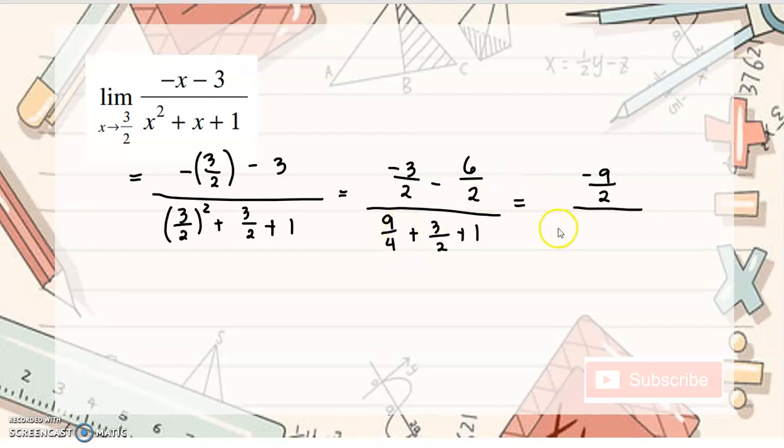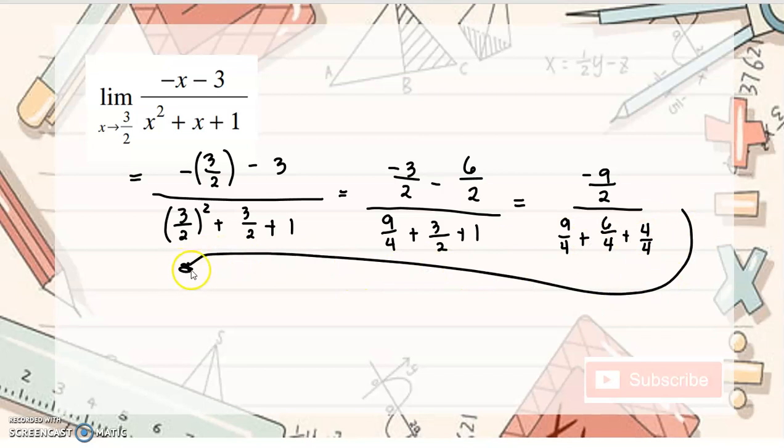all over the LCD of 9 over 4 and 3 halves and 1, which is 4. So this would be 9 over 4 plus, then instead of using 3 halves, we will use 6 over 4 plus 4 over 4. Take note of this. The lowest term for 6 over 4 is just 3 halves only. 4 over 4 is 1. Our goal here is to have same denominators so we can perform addition. So let's continue it here.